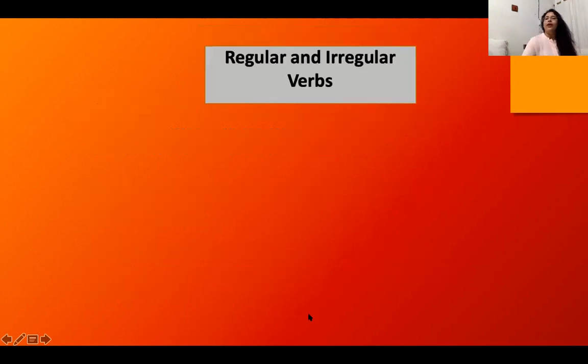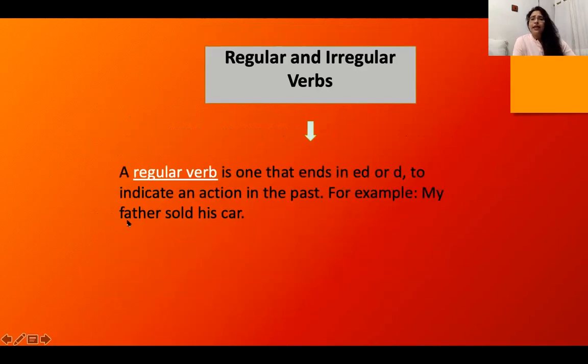Now let's see the next example, regular and irregular verbs. First I'll be taking a regular verb. So what is a regular verb? It is one that ends in ed or d to indicate an action in the past. For example, my father sold his car. I didn't say my father sells his car. I'm not saying this. I'll just say my father sold his car. So when the verb has a d at the end, it is a regular verb.